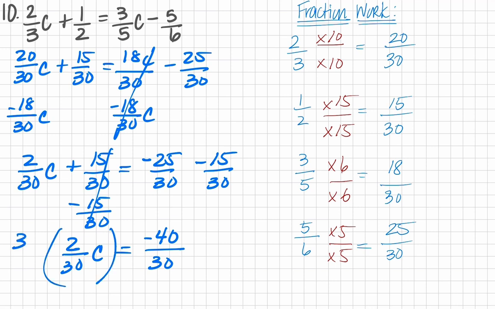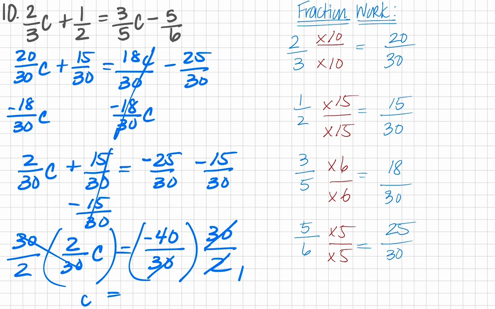I'm going to multiply by the inverse, which is 30 over 2. So I'm going to multiply over this side, 30 over 2. Now I get c, and the 30 and the 30 cancel. 2 goes into negative 40 negative 20 times. So the answer is negative 20.